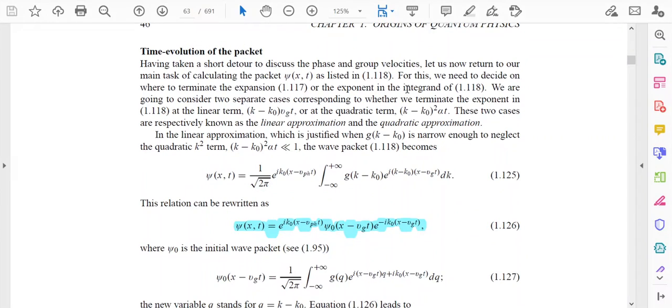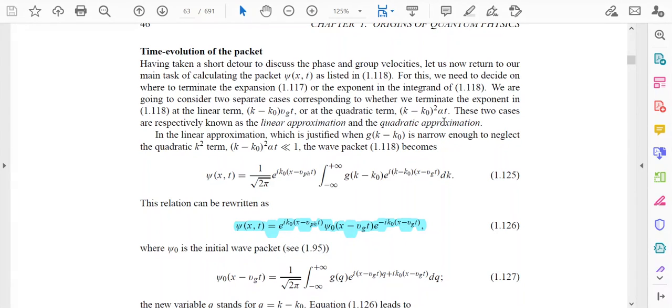We need to decide where to terminate the expansion. As we have already said, there is a Taylor expansion of omega(k), but where will we terminate that expansion, and what exponent terms will we take in the integrand of psi(x,t)? We are going to consider two separate cases, corresponding to whether we terminate the exponent at the linear term, that is (k minus k0) v_g t, or at the quadratic term, (k minus k0) whole squared alpha t. So we are going to take two terms: the first is (k minus k0) v_g t and the second is (k minus k0) whole squared alpha t. These two cases are respectively known as the linear approximation and the quadratic approximation.